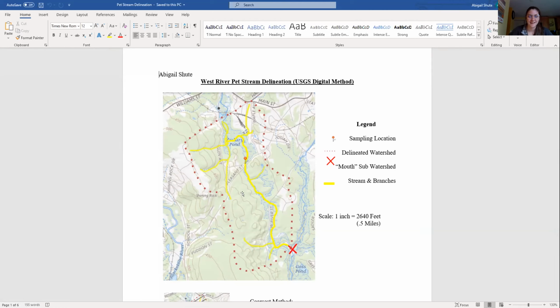But okay. Yeah. What I struggled with was determining where to stop the sub watershed. I've never actually delineated a very specific aspect of a watershed before. I kept wanting to be like, oh, well, this would be part of it. But yeah, eventually I got it narrowed down.